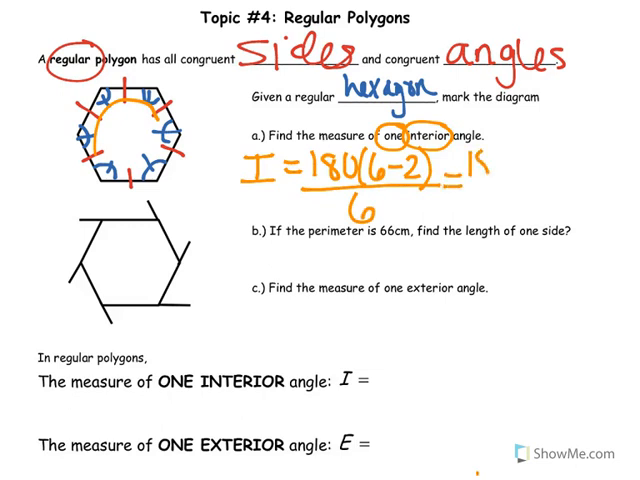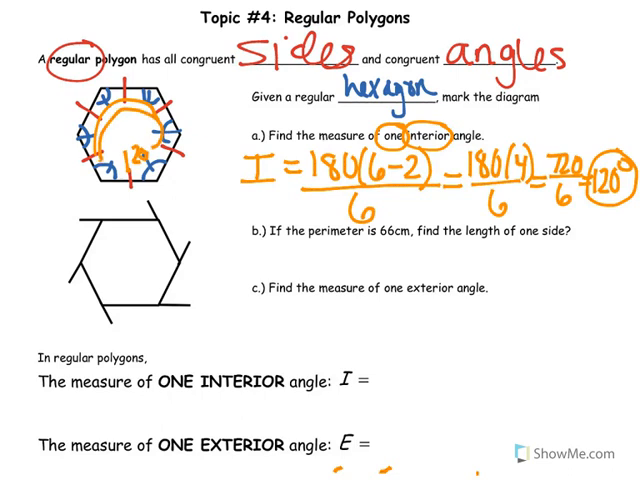So that would be 180 times 4 divided by 6, which is 720 divided by 6, which gets me 120 degrees. That's one angle. That's actually every single one of these. So this one's 120, along with all of the other ones are 120. Okay?